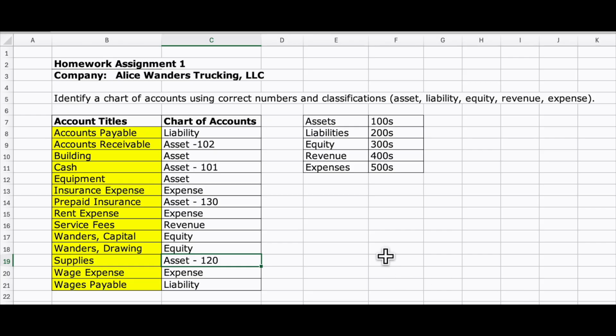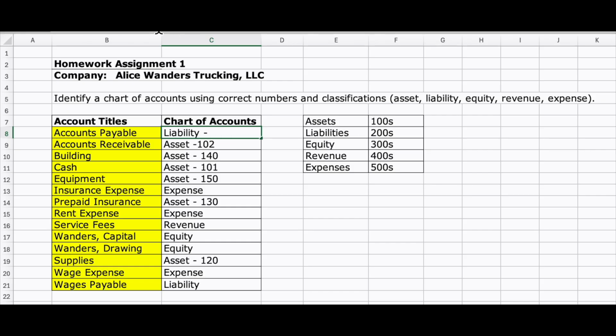Next up on the list, I think we'll go to equipment. Nope, buildings is probably next. So for buildings, we're going to number that 140. And then equipment will be 150. And that should take care of all of the assets. Next on the list is liabilities, which we're going to number beginning at 200.